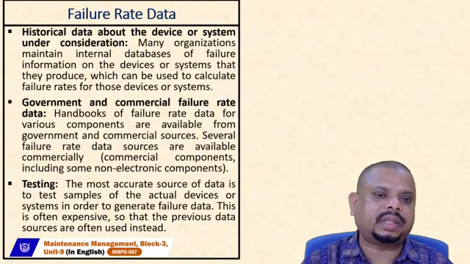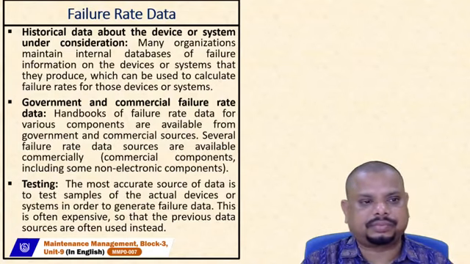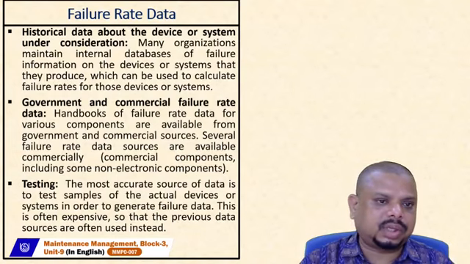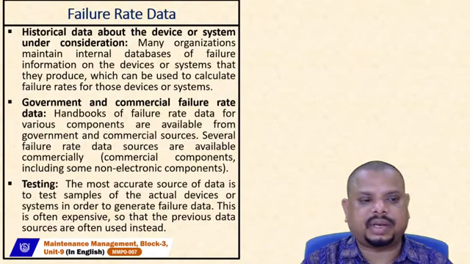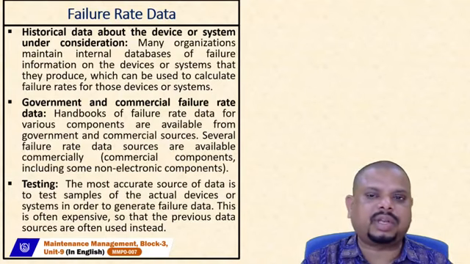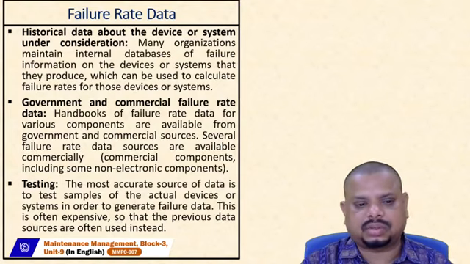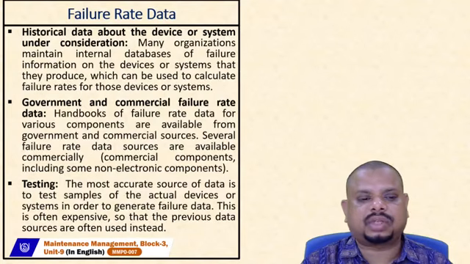Even if necessary, they can ask the operator who basically runs the devices or the systems. Moving to the next one, the next agency, known as government and commercial failure rate data. There is a large amount of failure rate data for various components available in handbooks from government and commercial sources. Several failure rate data sources are available commercially, for example, commercial components, including some non-electronics components.